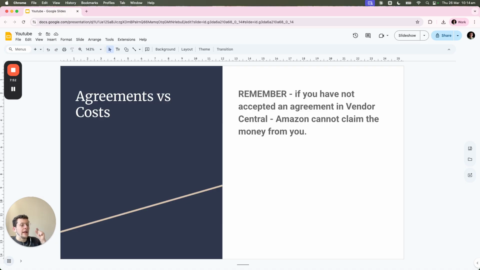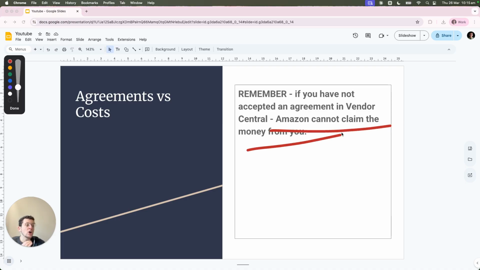Cool. So hopefully that makes sense. Again, this is important across all agreements. Remember, if you have not accepted an agreement in Vendor Central, Amazon cannot claim that money back from you. So make sure that once you're signing an agreement in Vendor Central, you're absolutely committed and you know that it's in place. Because oftentimes these agreements, once they're signed, are almost impossible to get out of.